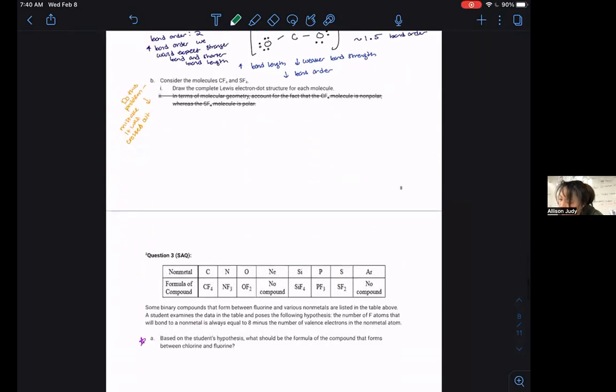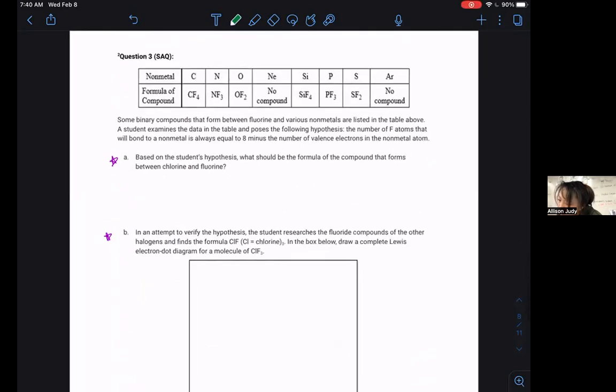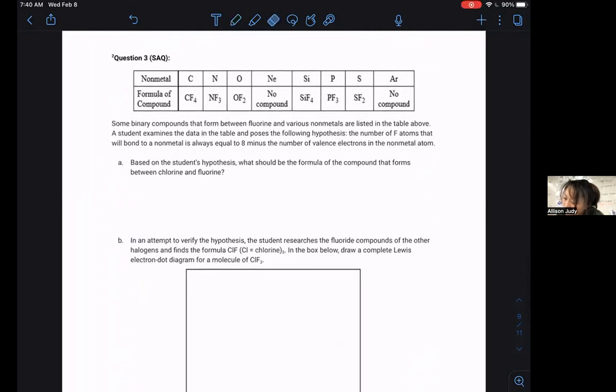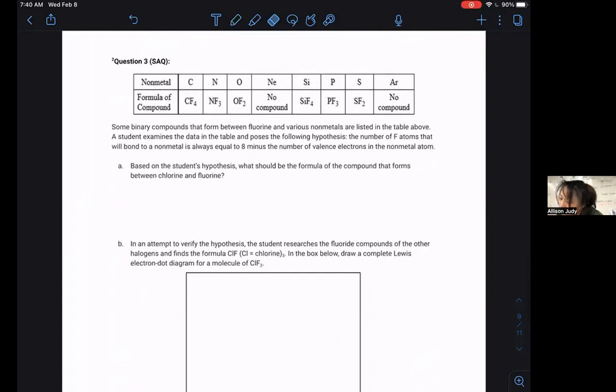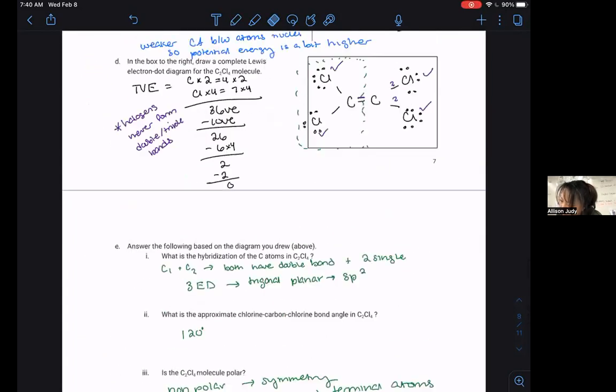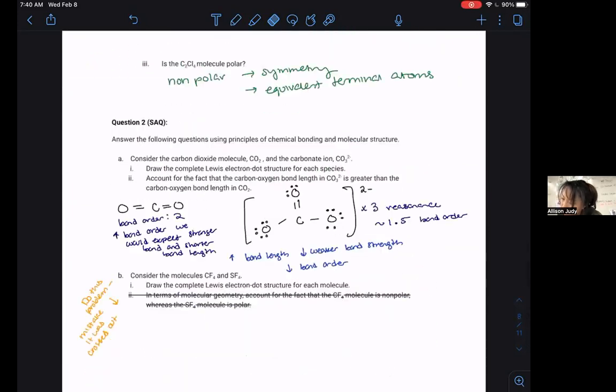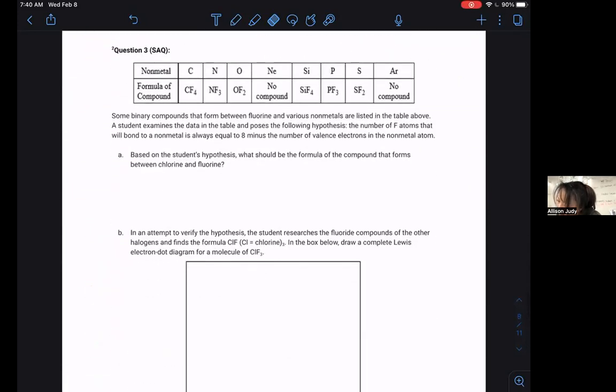Okay, so moving on to question 3. Here we're just going to start this one up. All right, question 3. What we have here is a chart of nonmetals and the compound formula, and we say some binary. Binary means two elements. Binary compounds that form between fluorine and various nonmetals are listed in the table above.